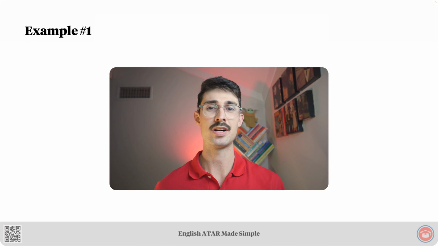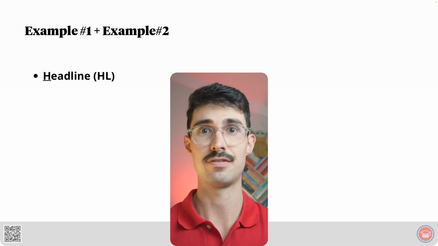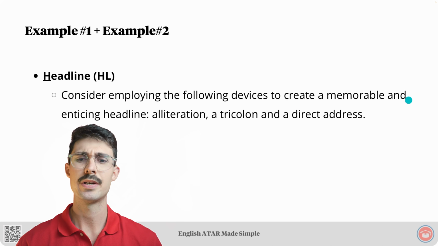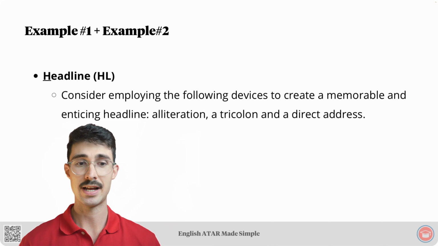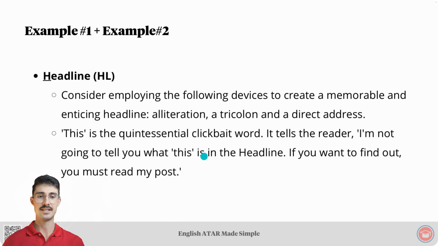Here are some key takeaways of all of those elements of the headline and the introduction in relation to our discussion of example 1 and example 2. A few key takeaways regarding the headline element of the headline. Consider employing the following devices to create a memorable and enticing headline: alliteration, a tricolon, and a direct address. The word "this" is the quintessential clickbait word. It tells the reader, I'm not going to tell you what this is in the headline. If you want to find out more, you must read my post.